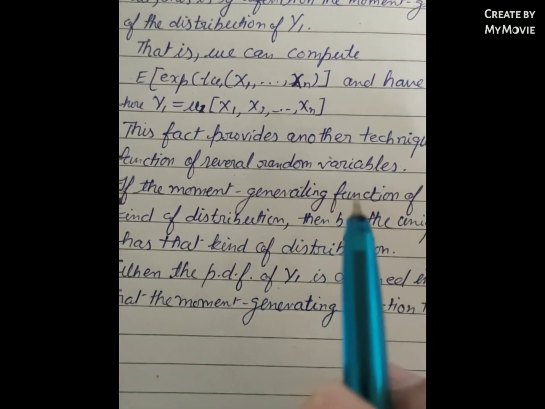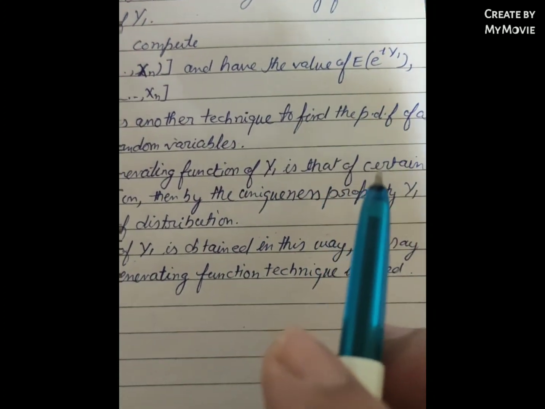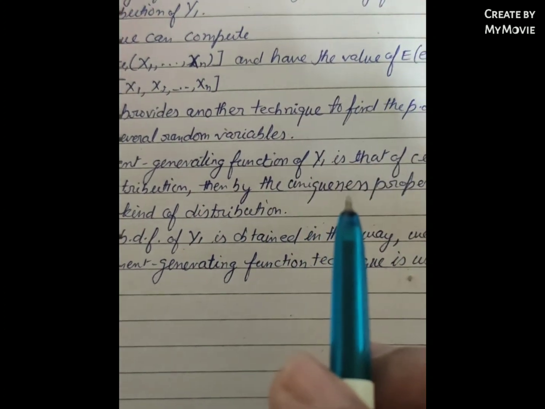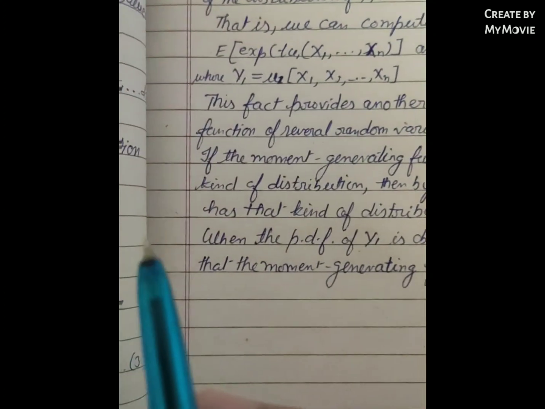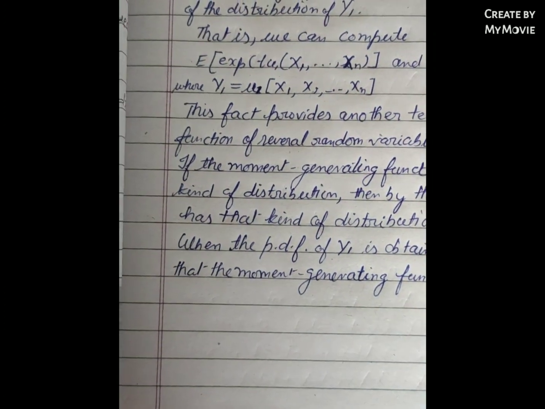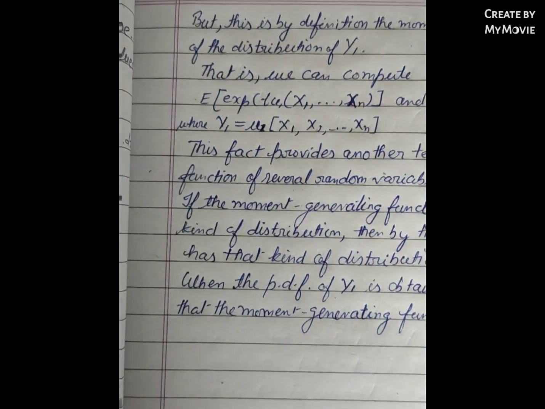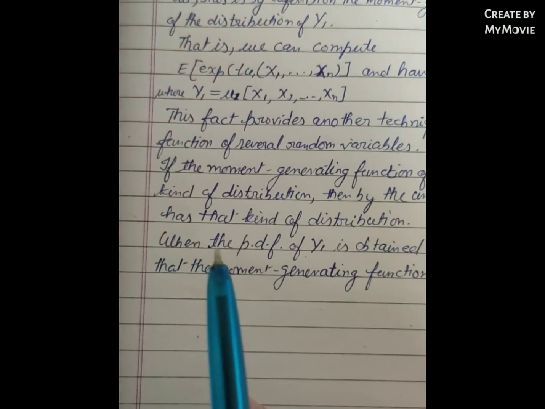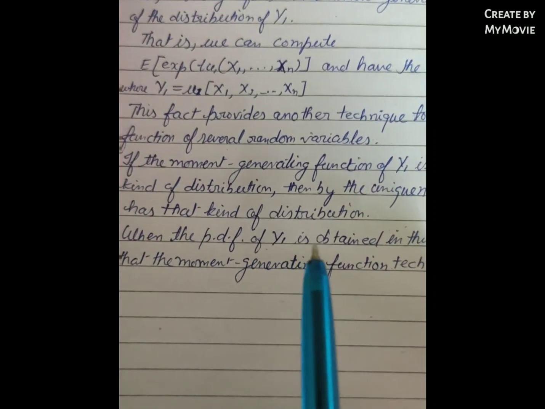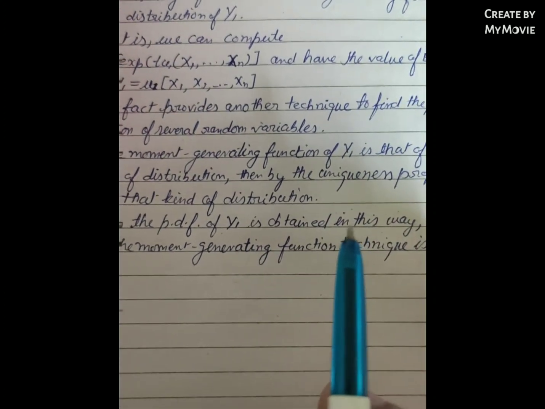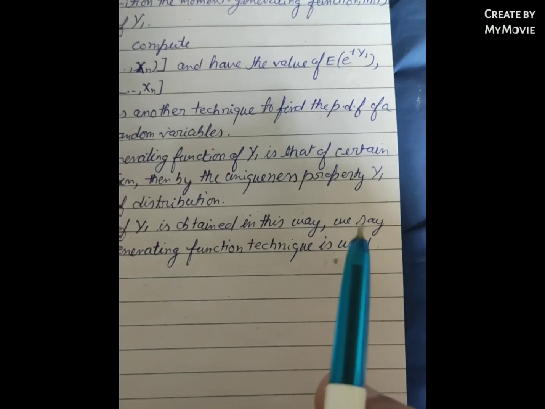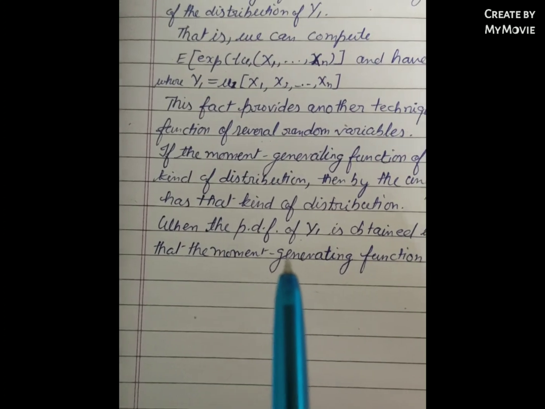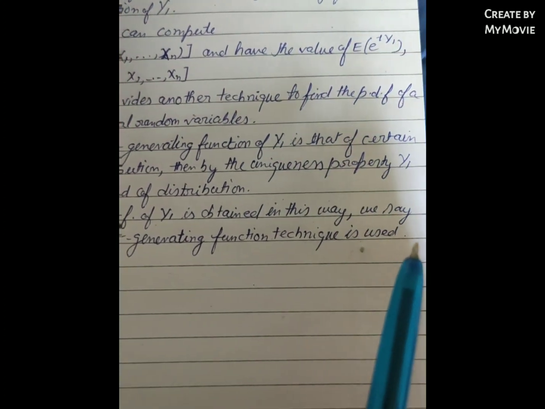If the moment generating function of Y1 is that of a certain kind of distribution, then by the uniqueness theorem Y1 has that kind of distribution. When the probability density function of Y1 is obtained in this way, we say that the moment generating function technique is used.